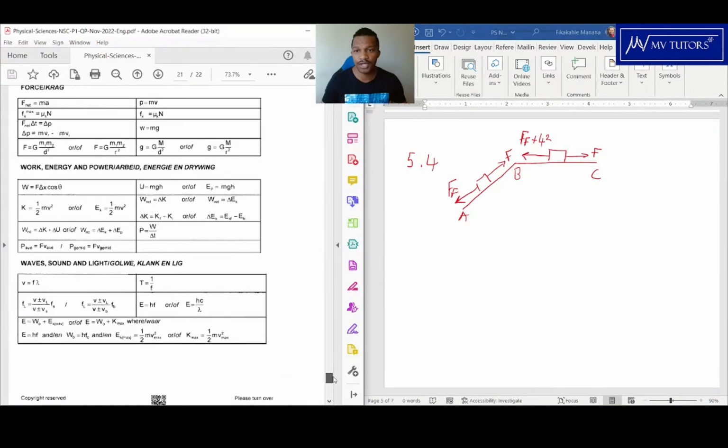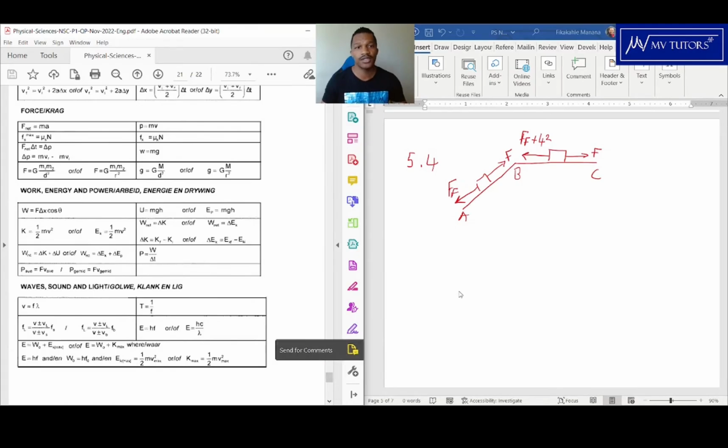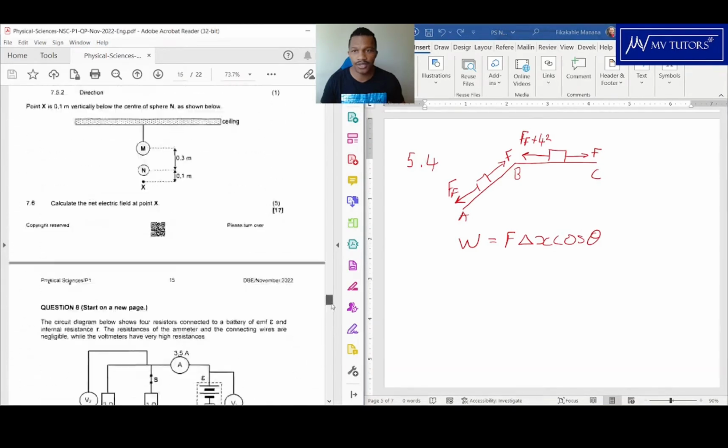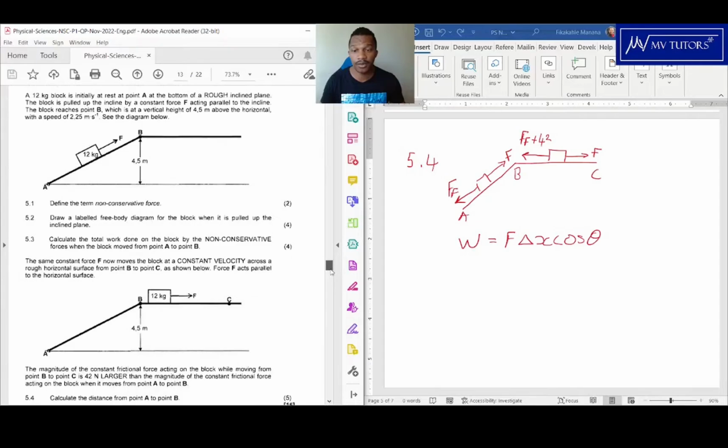Sometimes these questions are cumulative like that, where you have to use previous information to solve the next question. Okay, cos theta. That's the work formula. It has distance and work. Now that we've got the right formula, let's go back to the question so that we can start using this formula in the question.